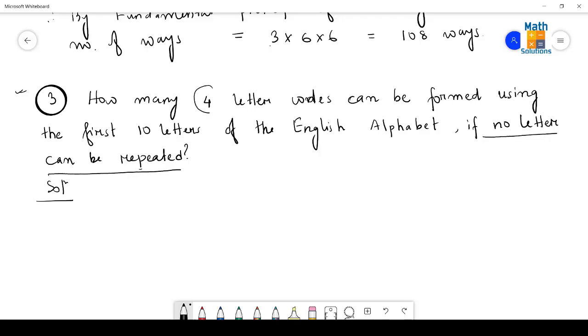4-letter code we are to frame. That means there will be 4 positions where we have to fill in the letters of English alphabet. How many total letters are given? 10 letters are given to us. So, the first thing that we need to write here is given total number of letters is equal to 10.